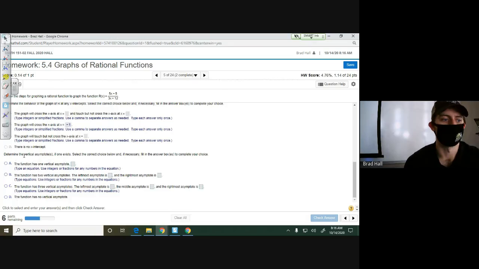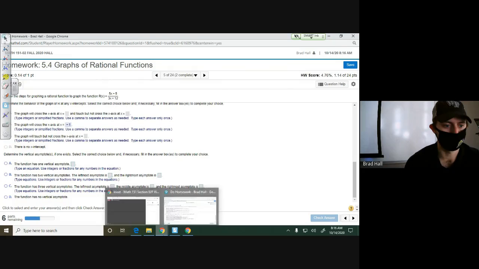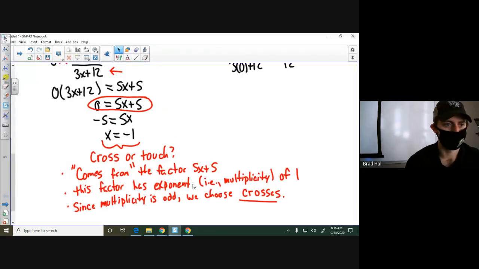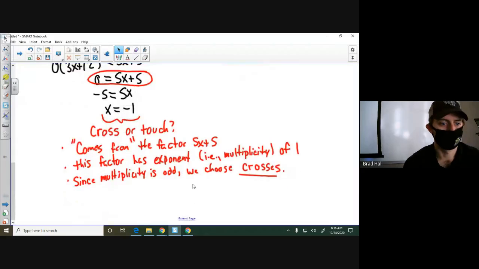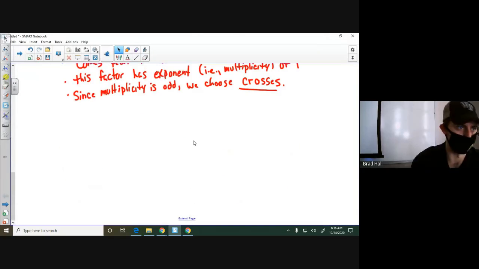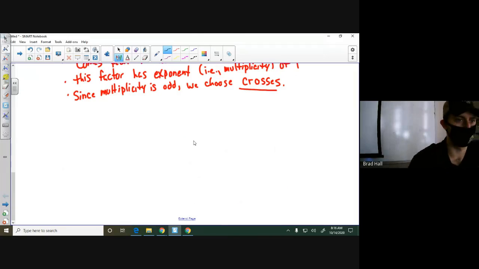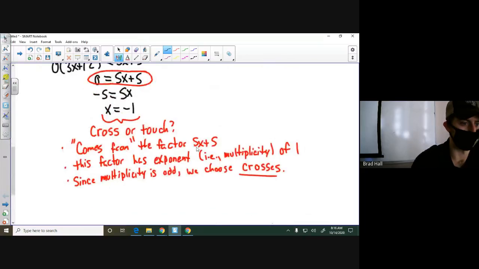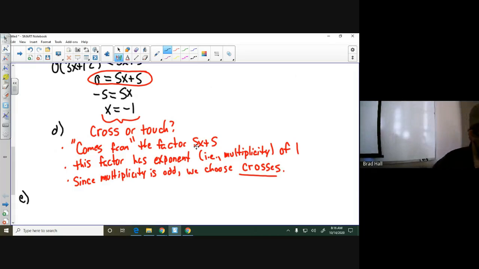All right, we'll move on to the vertical asymptotes. So this was, you want to think about this as part D for the crossing and touching aspect. Part E, we can call it.